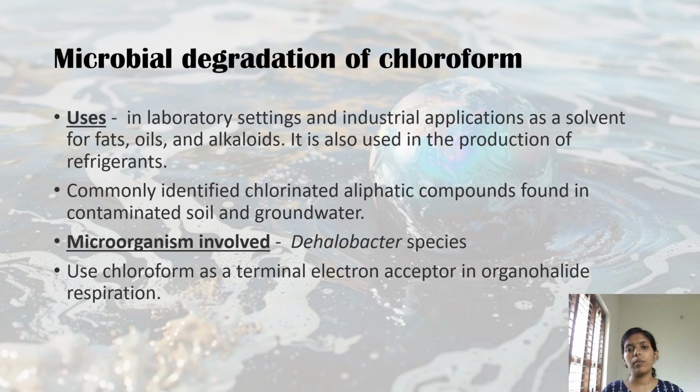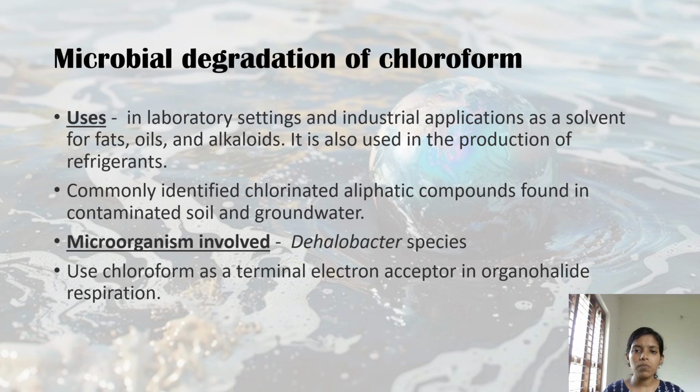So next is the microbial degradation of chloroform. Chloroform is commonly used in laboratory settings and industrial applications as a solvent for fats, oils and alkaloids. It's also used in the production of refrigerants. It is a commonly identified aliphatic compound in contaminated soil and groundwater, so it is a common pollutant of soil and groundwater.